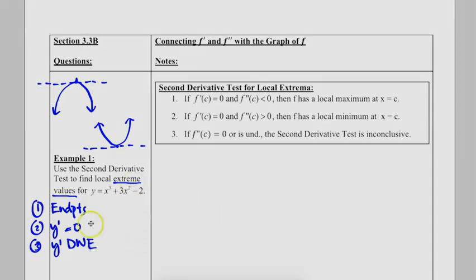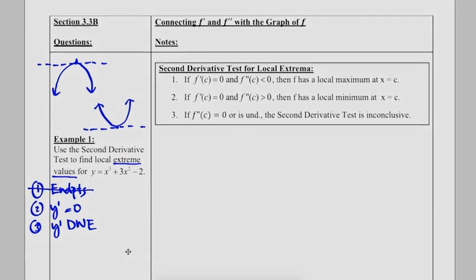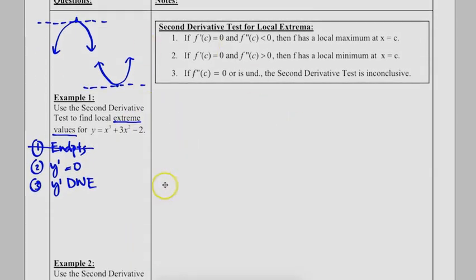Okay, in example 1, we don't have any endpoints because we don't have a specified domain, so that takes us out. And so now, okay, let's find our first derivative. So first derivative, that's going to be 3x squared plus 6x. Okay, this is a polynomial. Polynomials are going to exist everywhere, so there's no place that the first derivative does not exist. So, okay, we're still going to find our critical values because I need to have those candidates for where our mins and maxes are.